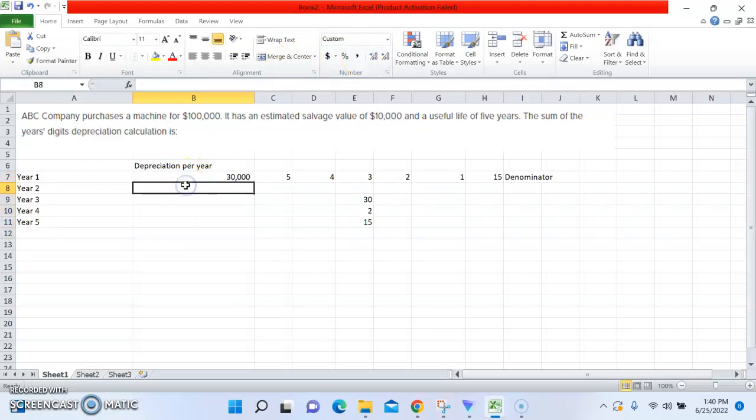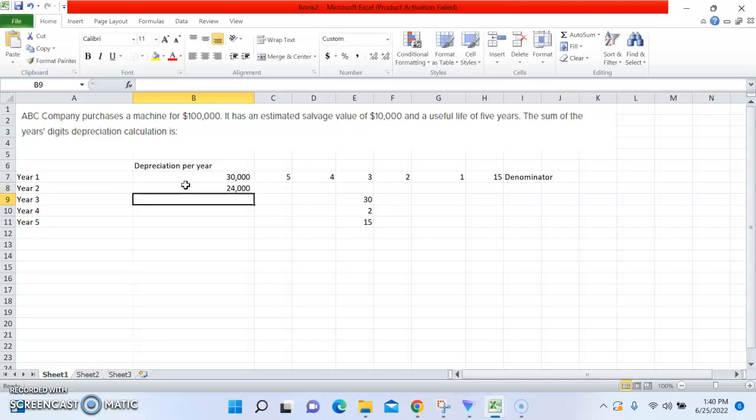And then year 2 depreciation is going to be, now we got 4 years left. So it's still going to be 90,000. The 90,000 is always going to be constant. That's the cost minus the salvage value. That's going to be constant in this problem. And then we times 4, divided by 15.